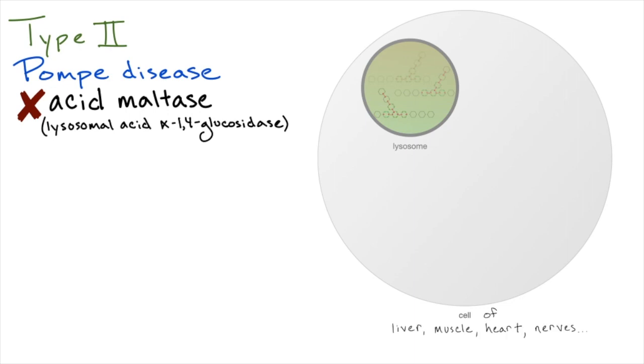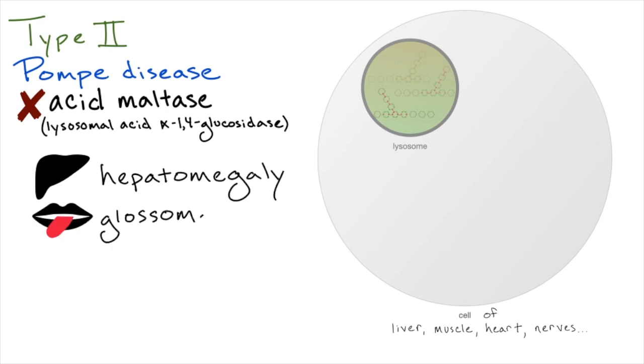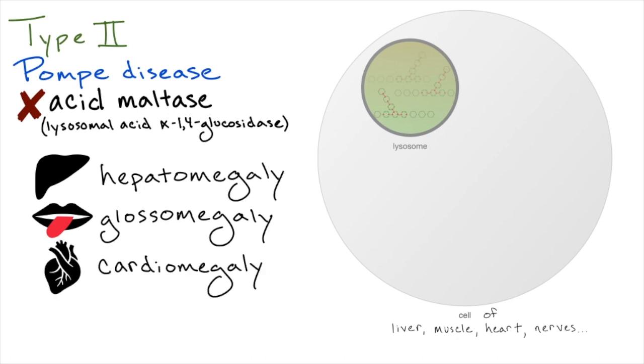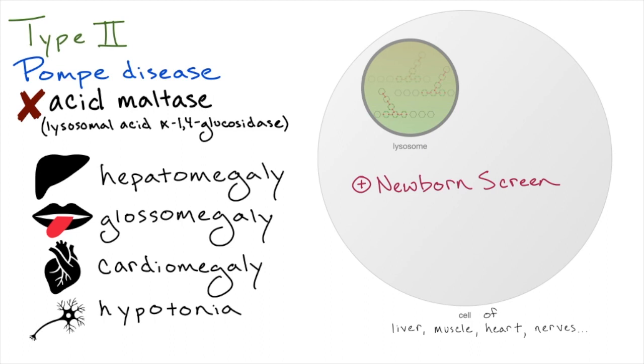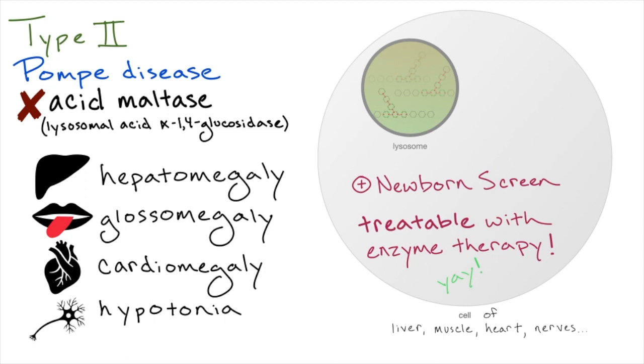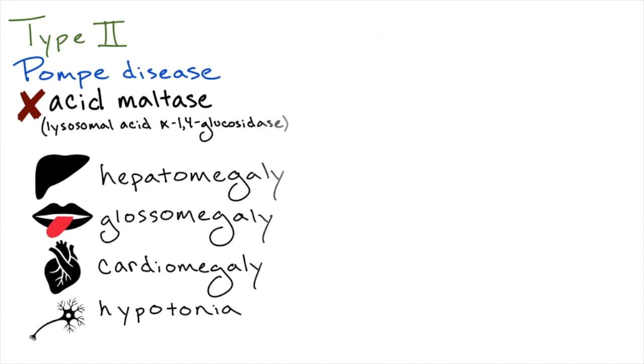Patients with Pompe's have a huge liver, a huge tongue, glossomegaly from buildup in this large muscle, a huge heart, cardiomegaly, and affected nerves leading to depressed reflexes, like a depressed swallow reflex in infancy, and general hypotonia. The excellent news about Pompe disease is that it was recommended for inclusion in the newborn screen by the U.S. Secretary of HHS in 2015 and is treatable with enzyme therapy. And there you have it, the top 6 glycogen storage diseases by number, name, deficient enzyme, consequences, and treatment.